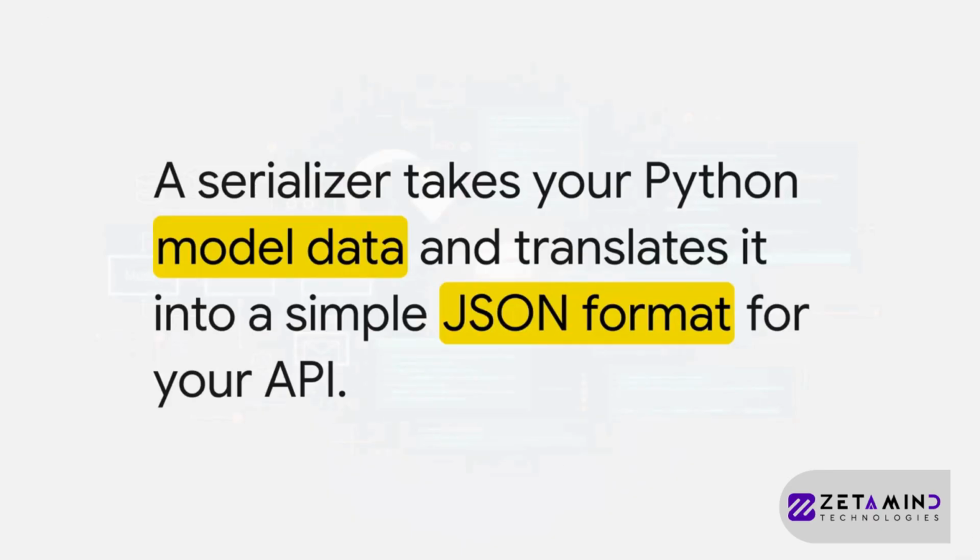The most important piece of DRF to understand is the serializer. Its entire job is to take your complex Python data from your models and translate it into a simple format like JSON that APIs love. And with DRF, telling it how to do that translation is as simple as writing this little class right here. It's so clean.